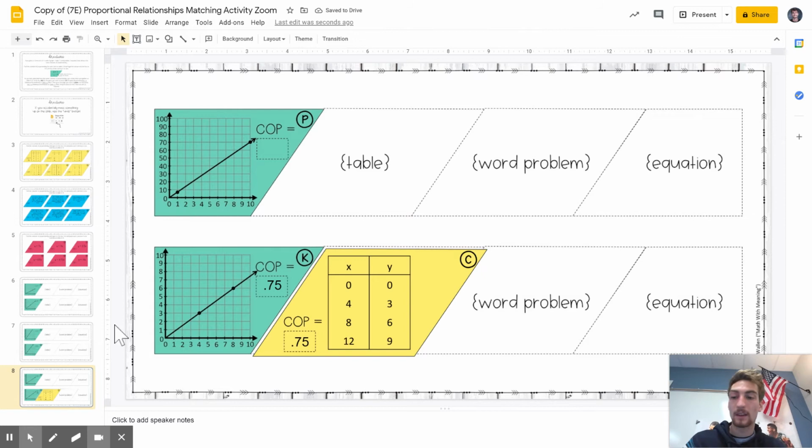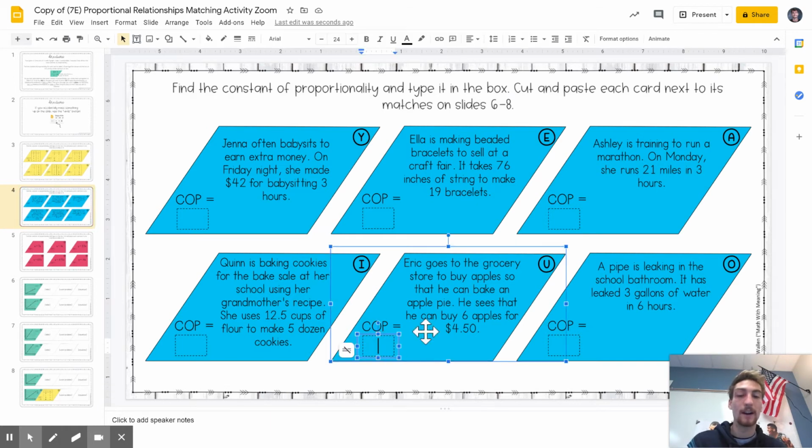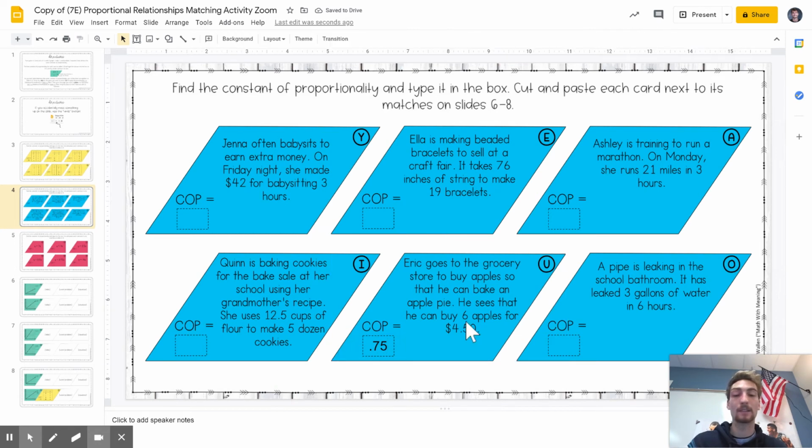All right. And now if I'm looking for 3 over 4 in my problem, well, let's see. We have U here. Eric goes to the grocery store to buy apples so that he can bake an apple pie. He sees that he can buy 6 apples for $4.50. So if I do $4.50, my y, divided by my x of 6 apples, that would give me the cost of 75 cents per apple. So again, I have my constant of proportionality as 75, or 0.75, excuse me.